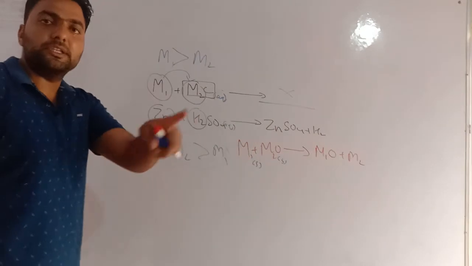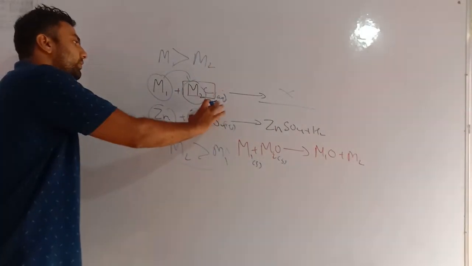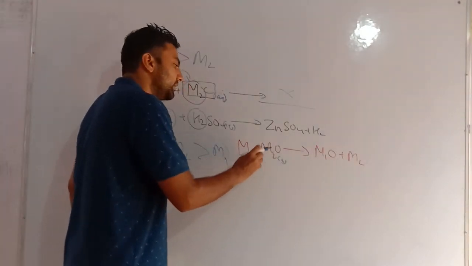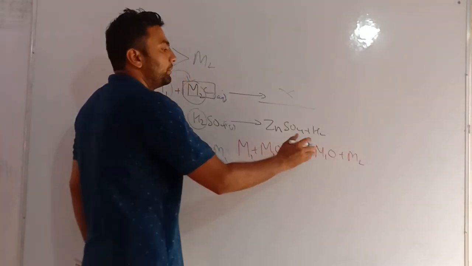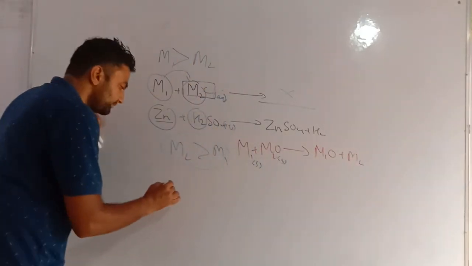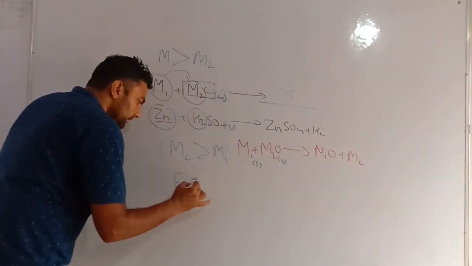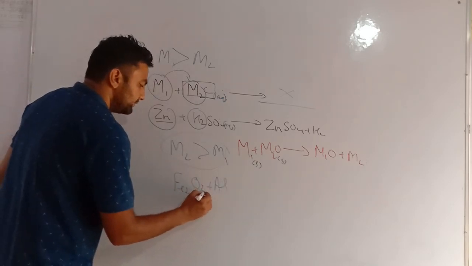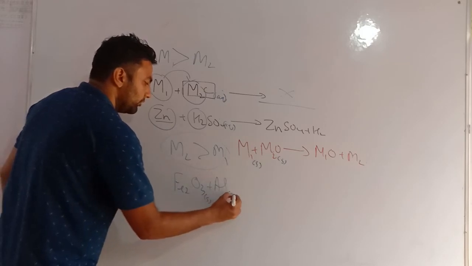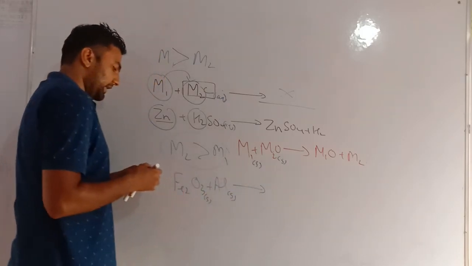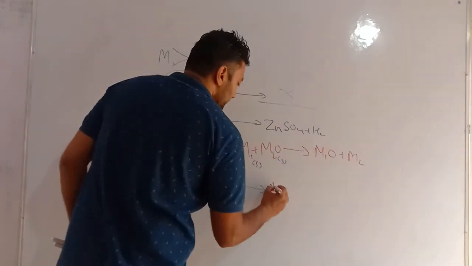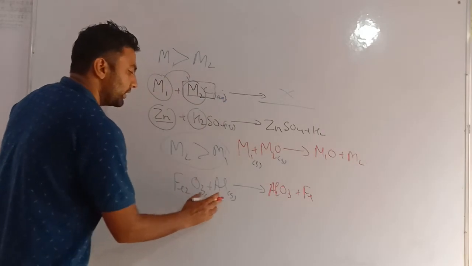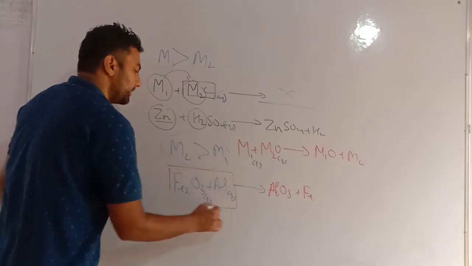This is a very important condition you need to memorize. Displacement reaction always takes place in aqueous form, but there is a special case when any metal reacts with any metal oxide and I get metal oxide plus metal. For example, iron oxide, which is solid, plus aluminium, which is solid, gives aluminium oxide plus iron.